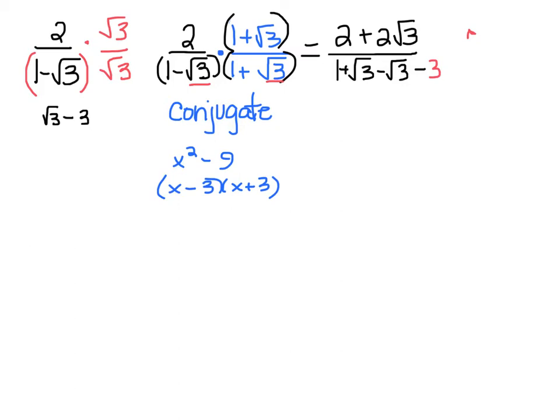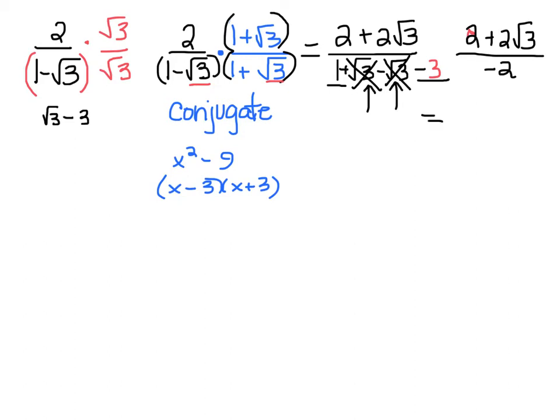In the numerator, those two are not like terms, so I just get 2 plus 2 radical 3. In the denominator, I have 1 and minus 3. What happens to these two middle terms? Positive radical 3 and negative radical 3 cancel out, thus getting rid of my radical in the bottom, and I'm just left with 1 minus 3, which is negative 2.